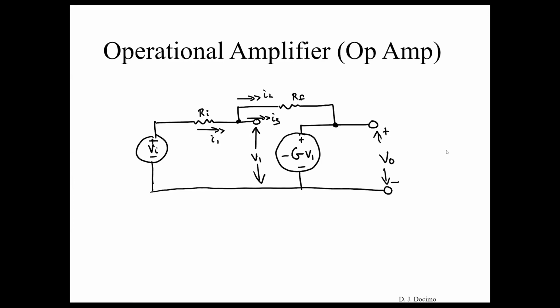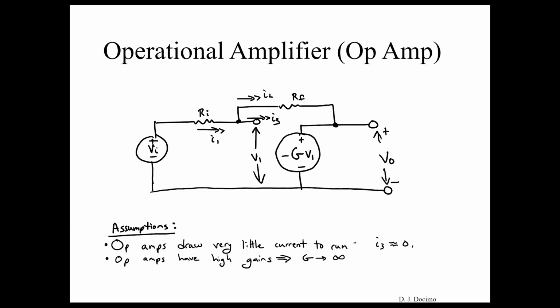There are a couple big assumptions with op-amps. The first one being that an op-amp can draw very little current to run. So let's say that I3 is approximately equal to 0, which kind of makes sense. This is kind of going nowhere at this point. And then our op-amps also have high gain. That gain can approach infinity, essentially.